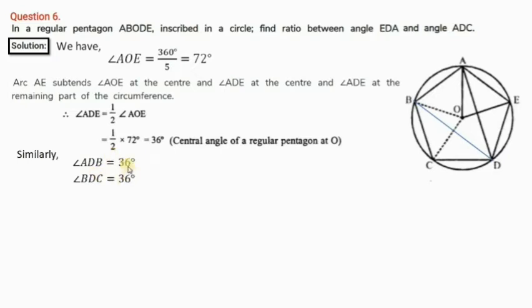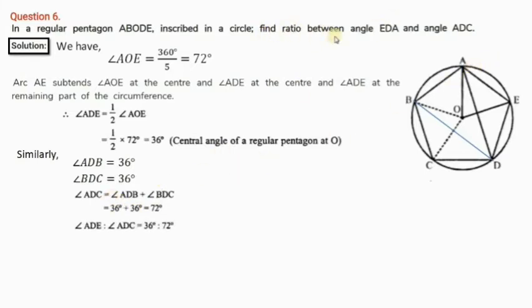Now why have I calculated this? Let us try to understand using this question. We need to calculate ADC, right? ADC means this whole angle. This full angle can be written as this plus this, that is ADB plus BDC. So that's why I have written these two. ADC will be angle ADB plus angle BDC. Let us put the values. This is 36, this is also 36 from here. The sum of these two is 72 degree. So ADC is also 72 degree.